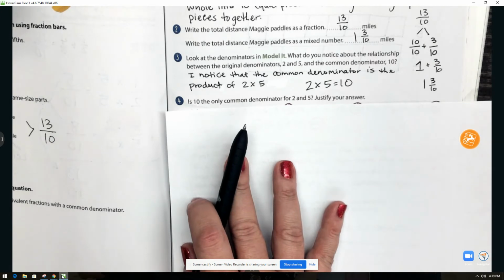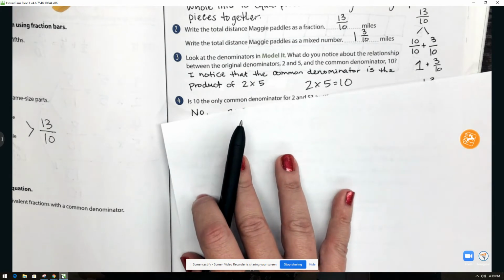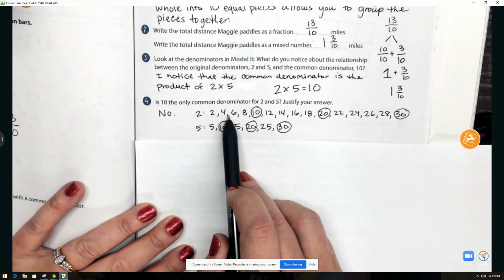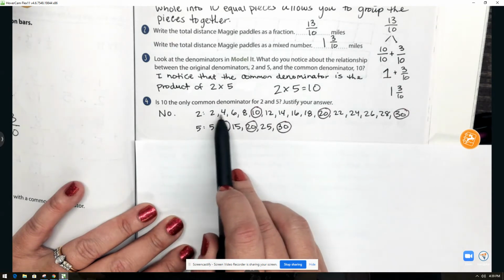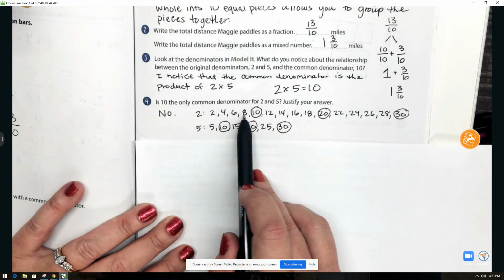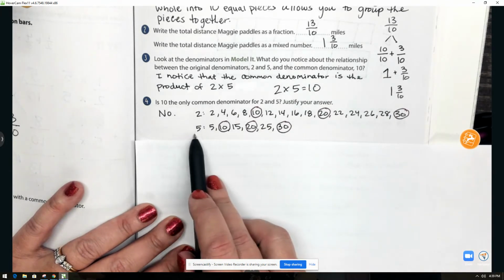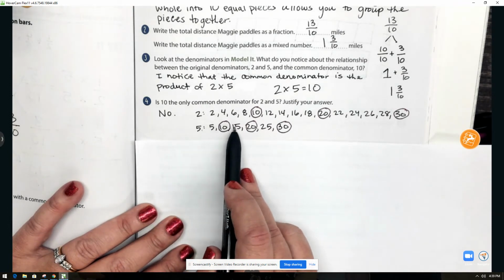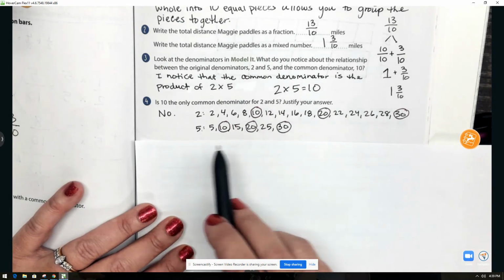So, is 10 the only common denominator for 2 and 5? Justify your answer. So the answer is no, 10 is not the only common denominator. If I were to write out multiples of 2 all the way up to 30, I would just go 2 times 1, 2 times 2, 2 times 3, 2 times 4, and keep going all the way on until I get, in this case, 2 times 15. Then, if I find the multiples of 5: 5, 10, 15, 20, 25, 30, 35, 40, 45, 50, I could keep going on and on forever.